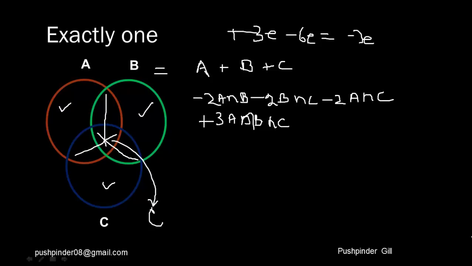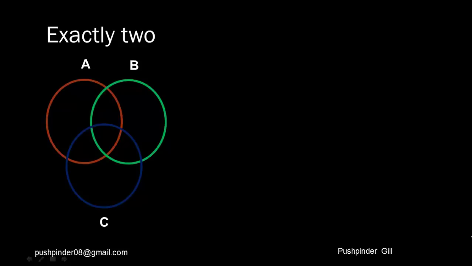Okay, so let's see the next, the last one is exactly 2. How do we calculate how many of them are in the exactly 2 zone? So this is what we need, this is what we need, and this is what we need. Now let me be a bit quick, because I suppose you will be understanding the logic I am following in every step. So what I do is I add A intersection B, I add B intersection C, and I add C intersection A.